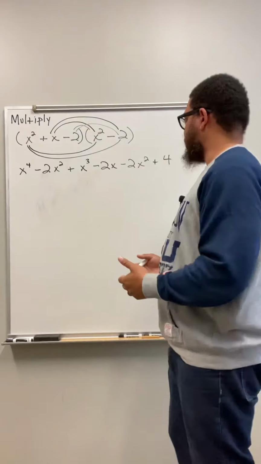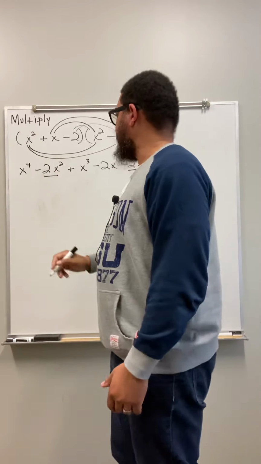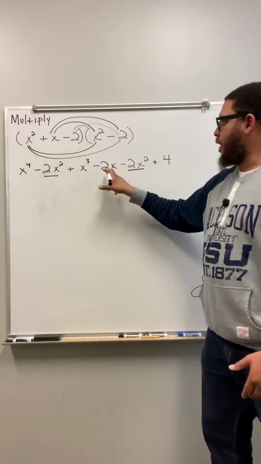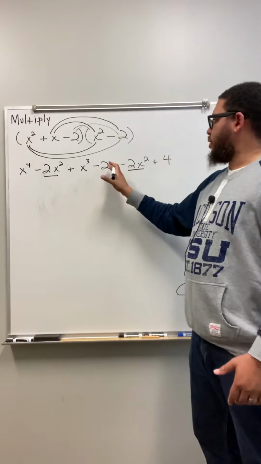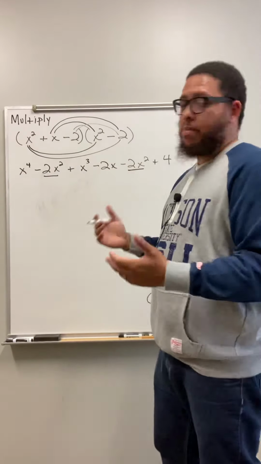So we look for like terms. Okay, I see that this is a negative 2x squared, and this is a negative 2x squared, right? Nothing else is alike. Nothing else matches up. This is x to the 4th. There's no other x to the 4th term. This is x to the 3rd. There's no other x to the 3rd term. This is negative 2x. There's no other x term in this whole expression. So we're about to be finished.